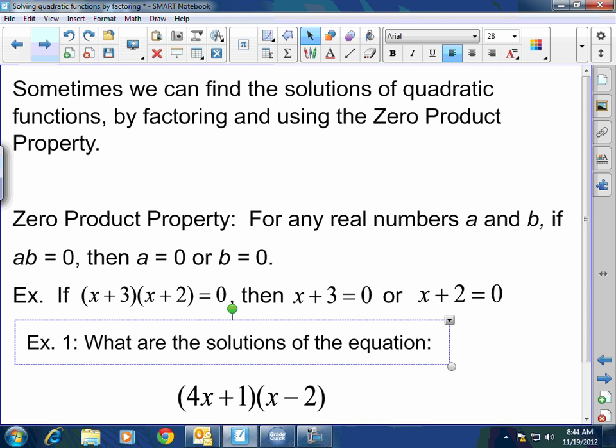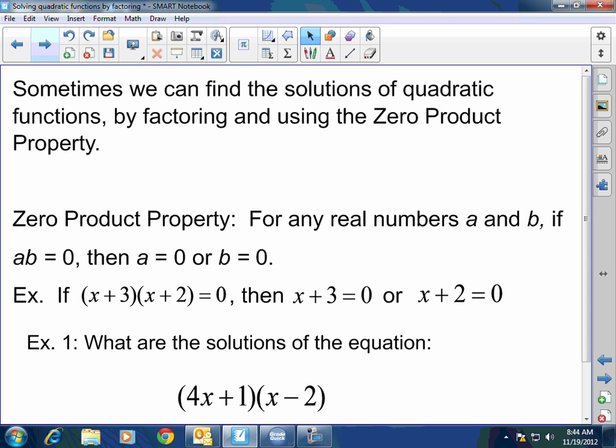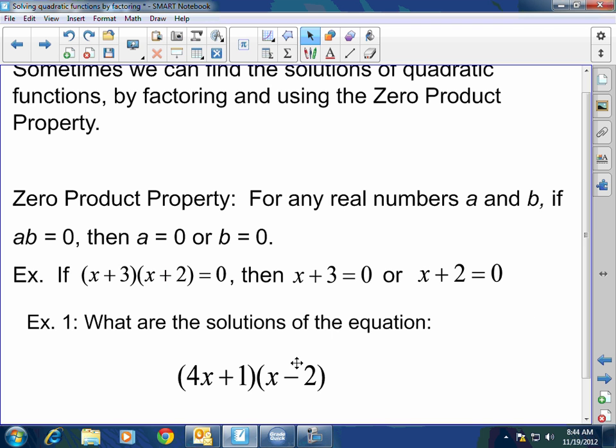Now, sometimes we can find solutions of quadratic functions by factoring and using what's called the zero product property. Check it out. The zero product property states that for any real numbers a and b, if a times b equals 0, then a equals 0 or b equals 0. So for example, if x plus 3 times x plus 2 equals 0, then your x plus 3 is your a value. That's a term which is being multiplied to x plus 2, which is your b value. If a times b equals 0, then a equals 0, so that's why I put x plus 3 equals 0. Or b equals 0, that's why I put x plus 2 equals 0.